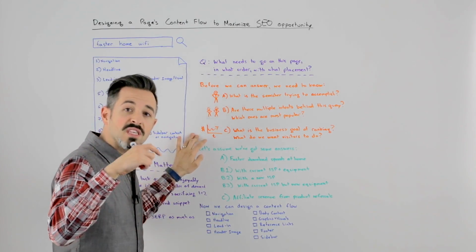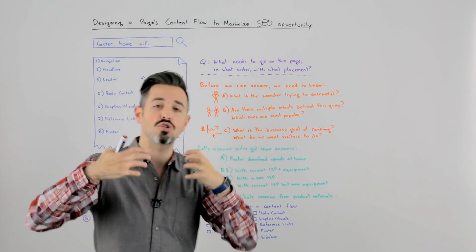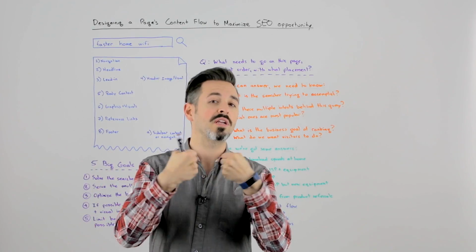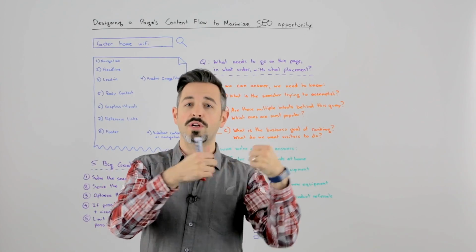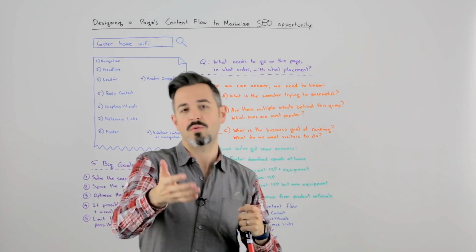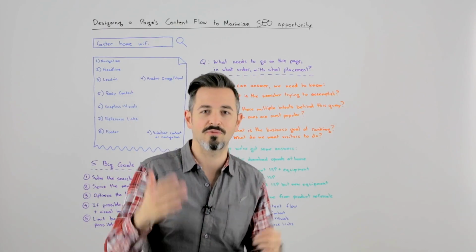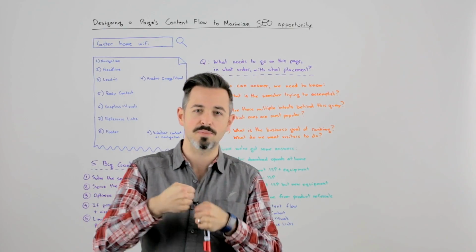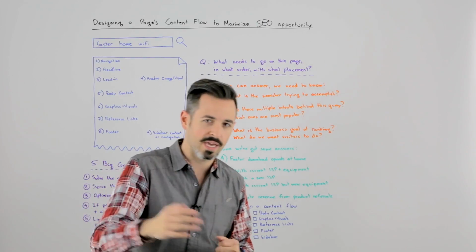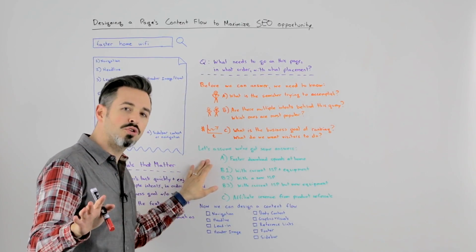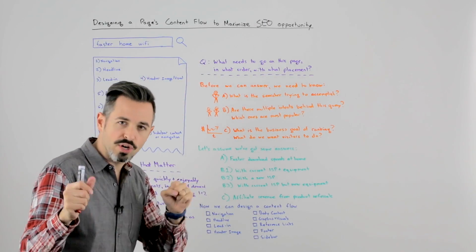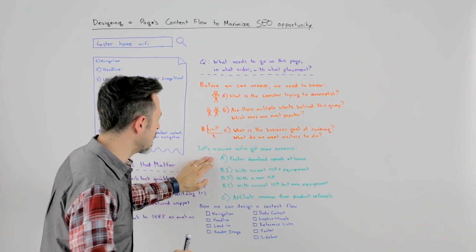And C, what's the business goal of ranking? What are we trying to accomplish? That's always going to have to be balanced out with what the searcher is trying to accomplish. Otherwise, in a lot of cases, there's no point in ranking at all, right? If we can't get our goals met, we should just rank for something else where we can. Let's assume that in this case, we have some good answers to these questions so we can proceed.